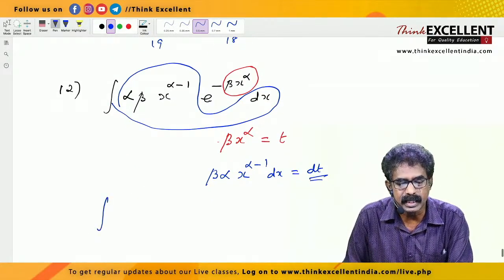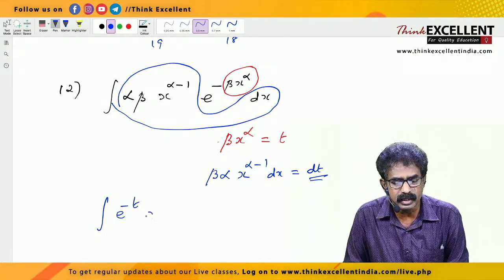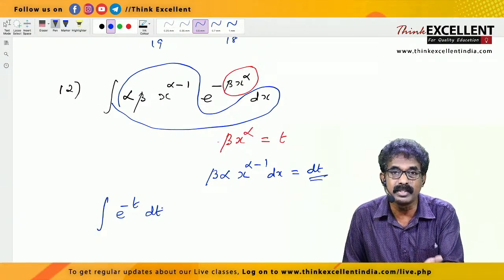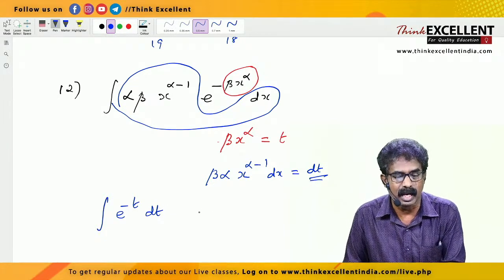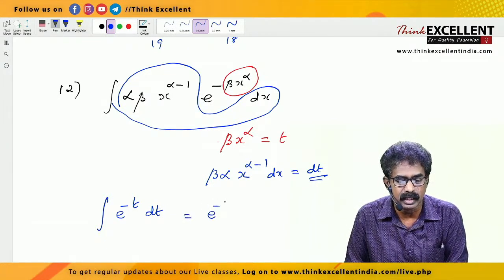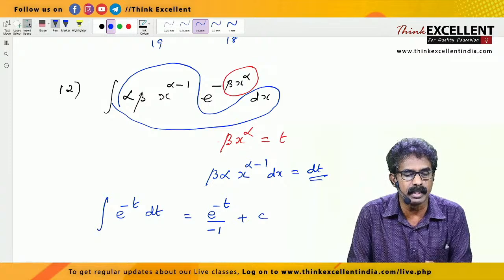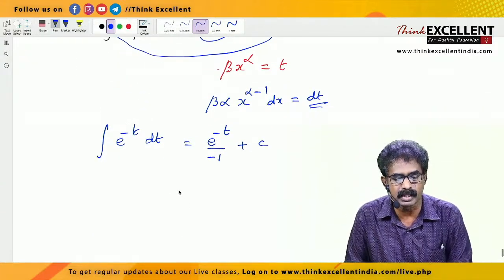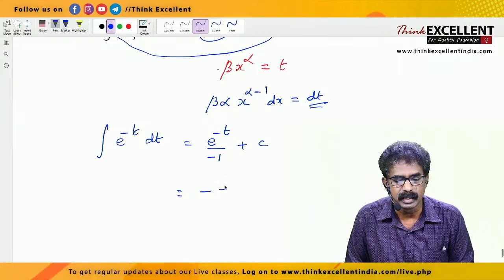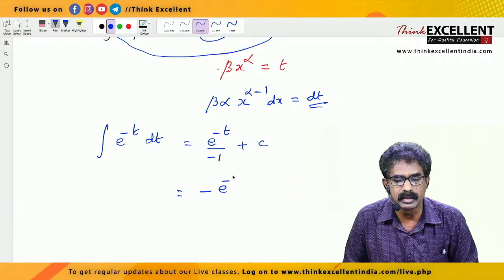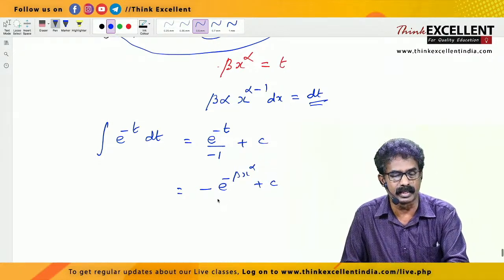Now look what happened. e raised to minus t. All the remaining together is just dt. That's all. e raised to t integration is e raised to t. e raised to 5t integration is e raised to 5t by 5. Similarly, e raised to minus t integration is e raised to minus t by minus 1, because the derivative of minus t is minus 1. So you can write it as minus e raised to minus t. Substitute the t value. What is the t value? Beta x raised to alpha, right? Plus c. Okay, this is what you are getting.